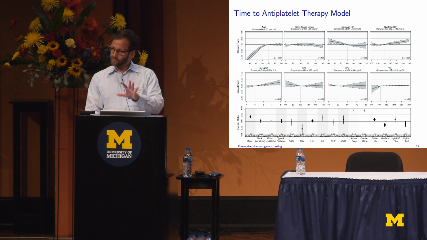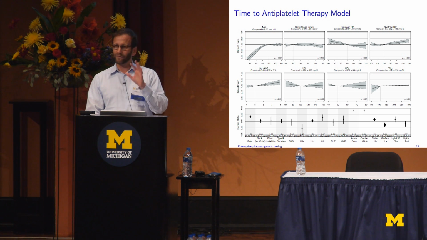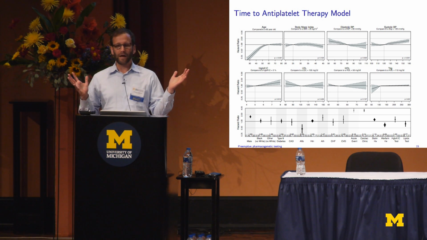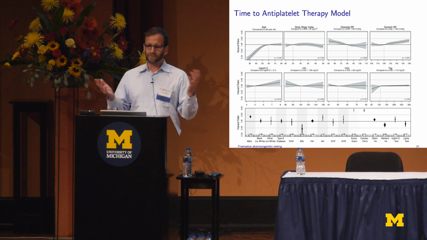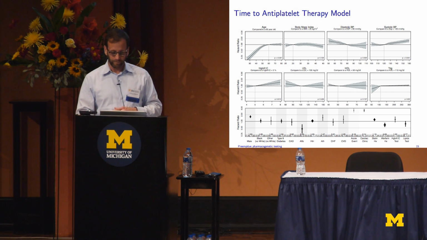These models are estimated with the Cox Proportional Hazards model. We have 20 to 25,000 people in these data sets. The Cox Proportional Hazards model has no problem with these. We're estimating about 60 parameters. It's not a problem for the Cox model.